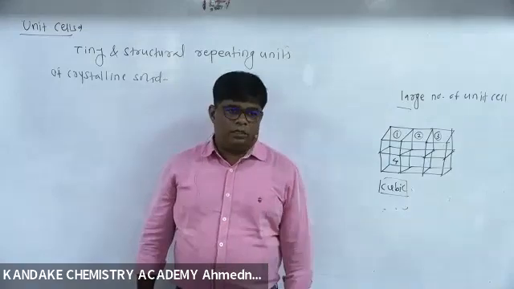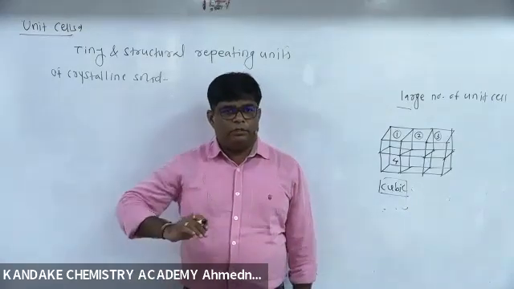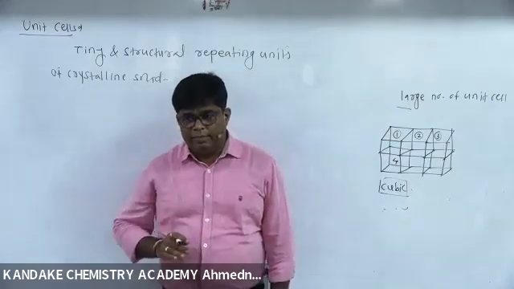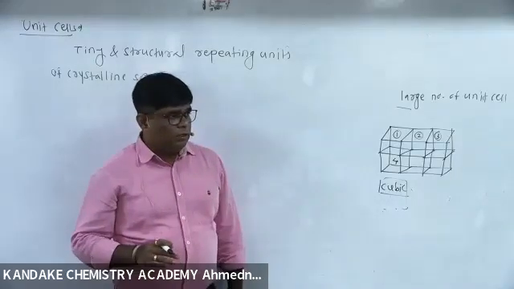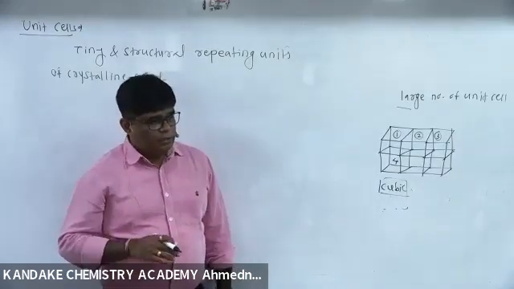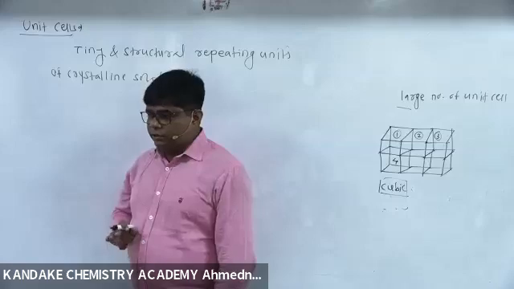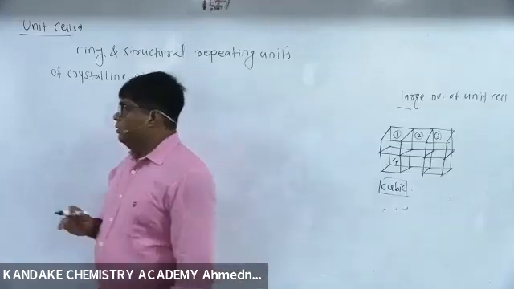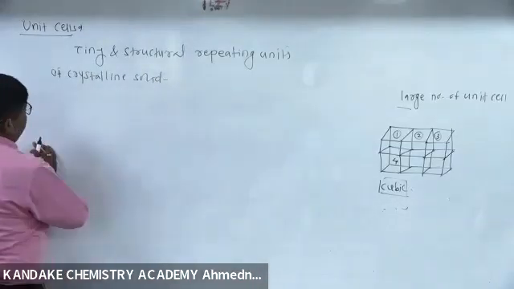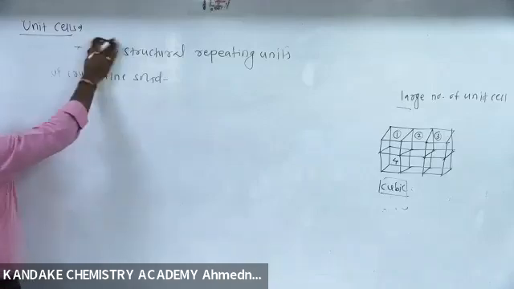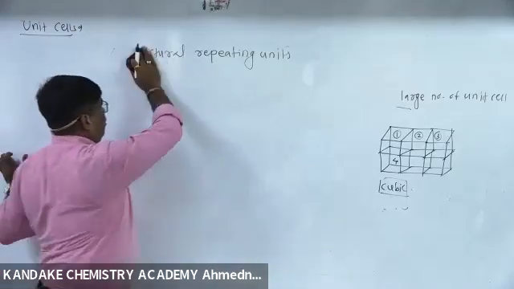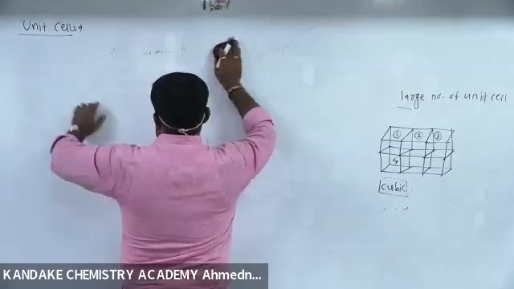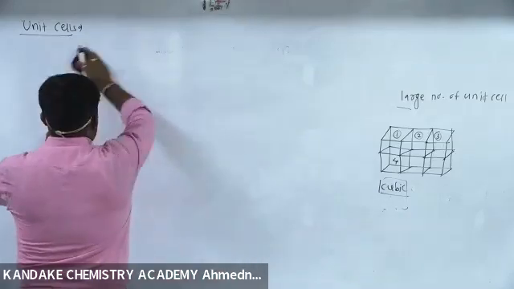The types of crystalline solid. First, what is the meaning of unit cell? Tiny, structural, and repeating units of crystalline solid are known as unit cells. Then, when we're talking about the types of crystalline solid, there are 4 types of crystalline solid.